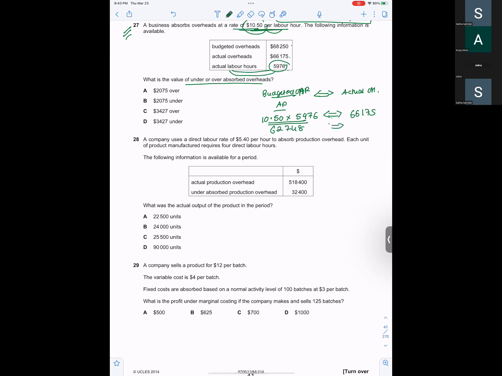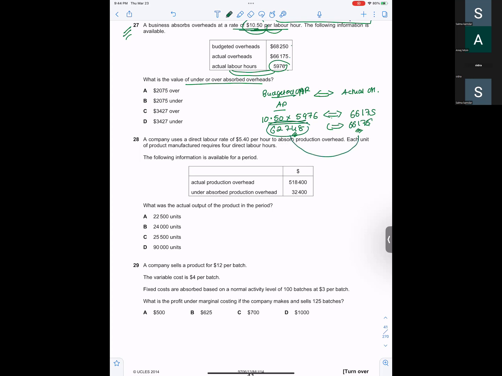Yeah. It is compared with under 66,175. So it is under absorbed by 3,427. So I thought that I will recover this much, but I recovered this much. But I absorbed this much. Actual overheads is this much. So it is option D, under absorbed. So option C, recovered only this much.